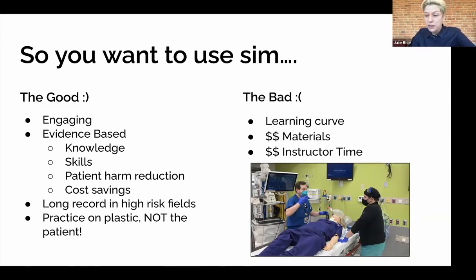First of all, there's quite a learning curve. Simulation educators have a lot of training in debriefing and in reflection on experiences and guiding people through those, almost like a cognitive behavioral therapist would. There's a lot of money that goes into materials and the instructor time and training. So looking at this learning curve, it's understandable why somebody may be a bit intimidated when they're approaching simulation as an education tool.